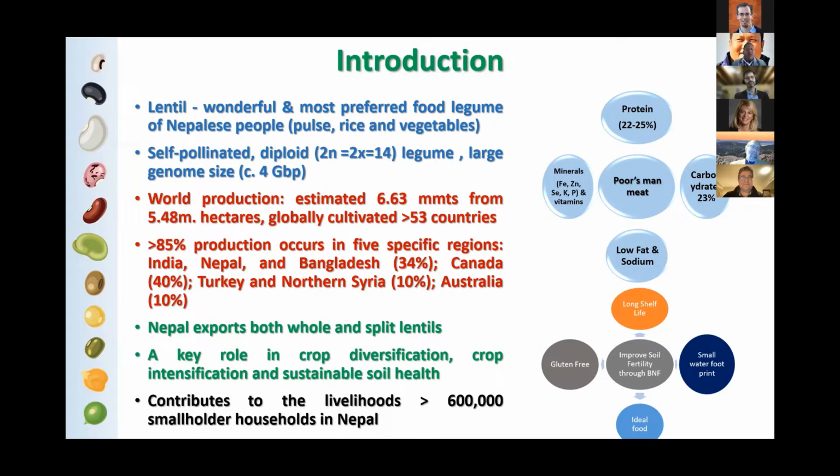Actually, Nepalese lentil is almost organic. Farmers do not use any inputs. And then it's very tasty, fast cooking quality, having high concentration of protein, iron, zinc. So it is exported in the international market, both as whole and split lentils. And it also has a key role in crop diversification, crop intensification, and for sustainable soil health. And it contributes to the livelihoods of the Nepalese people, more than 6 lakh smallholder households of Nepal.